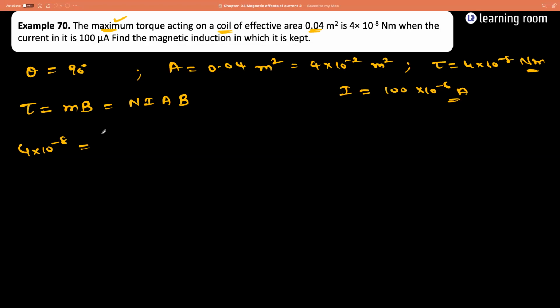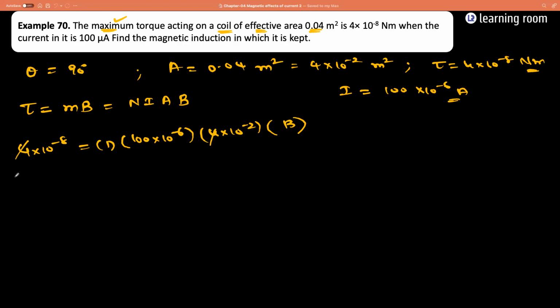One more thing I wanted to mention is, when they generally mention it as a coil, it will have n number of turns. When they mention it as a loop, it has one turn. But here, when they use the word coil, since they use the word effective area, it is considered to be of one turn only. So 1 into current is how much? 100 into 10 power minus 6, into area 4 into 10 power minus 2, into B. That's what we need to find.